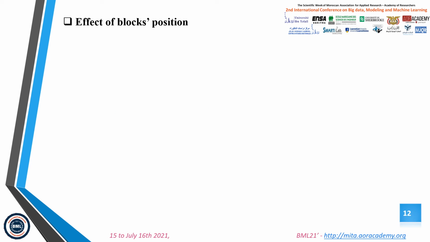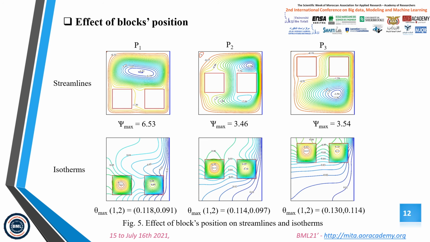To study the effect of the blocks' position, we give in the figure below the streamlines and isotherms for three different positions: bottom, middle, and top. The streamlines show that the position of the blocks significantly affects the structure and intensity of the flow in the cavity. The isotherms show that the bottom and middle positions are the best for good cooling of both high generation blocks.